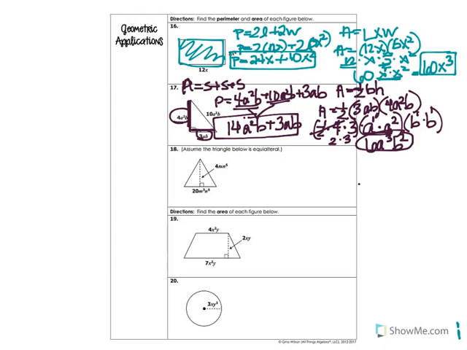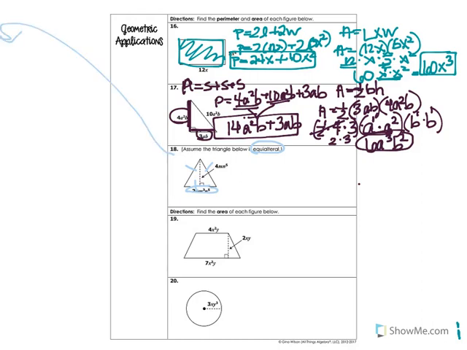All right, the next one is another triangle that we're going to do here. In this case, it says to assume that the triangle is equilateral. Well, remember, equilateral means all the sides are the same. Now, the height is 4mn to the fifth. The sides are 20m cubed n to the fifth. And I'm going to do this one over here.